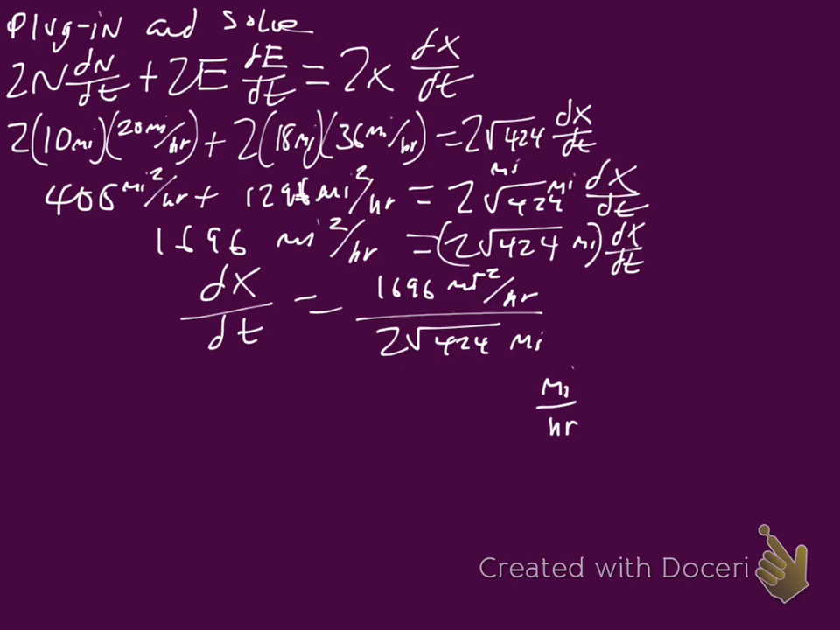Unfortunately, I'm not sure what that something is. What's 1696 divided by 2 root 424? Well, okay, 1696. 2 goes into 1696, 848. So 848 miles per hour over the square root of 424. What does that even mean, though?